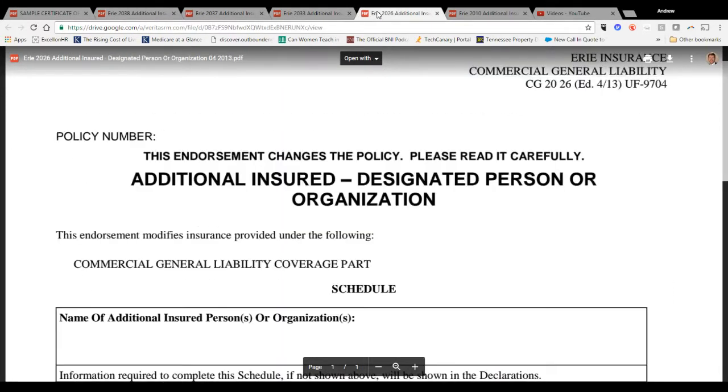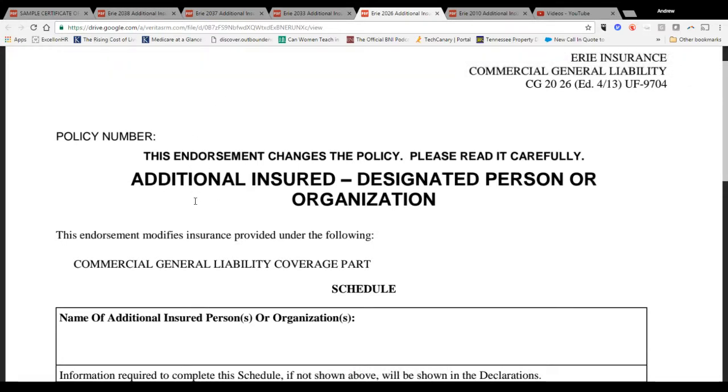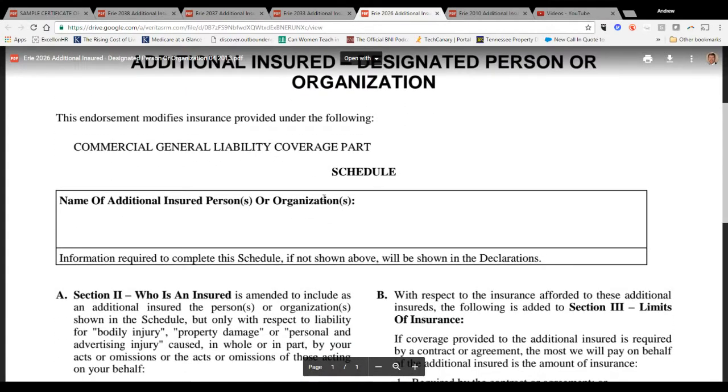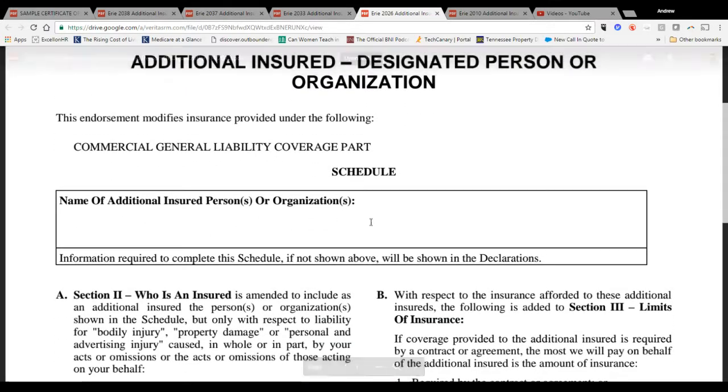If you're not in construction, then you're generally going to have this: additional insured, designated persons or organizations. And this endorsement is, again, not in construction, and you're just going to designate a person. Notice there's no job location or anything like that. You're just saying, hey, we're going to name the Bob Smith Company or whoever is additional insured, and they need to be listed here. Okay, it has to be listed.